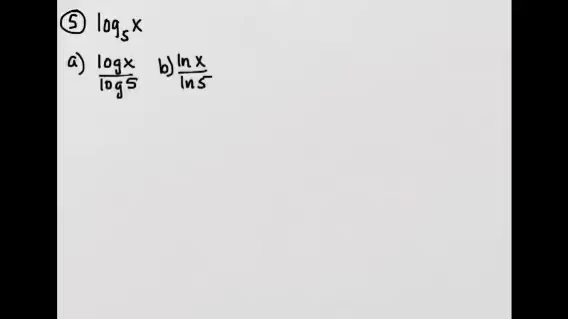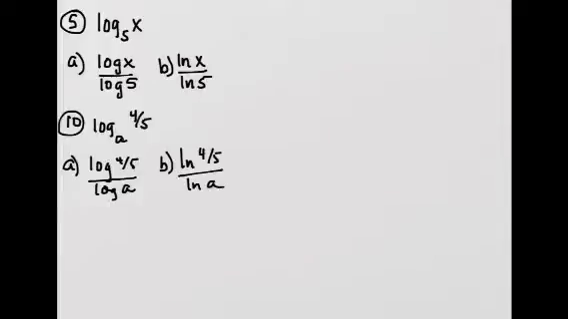Alright, so for number 5, they want you to write it first as a ratio of common logs, and for B as a ratio of natural logs. So log base 5 of x becomes log of x over log of 5. Remember, when there's no base, that means it's a common log, base 10. And for part B, natural log, it's just ln x over ln 5.